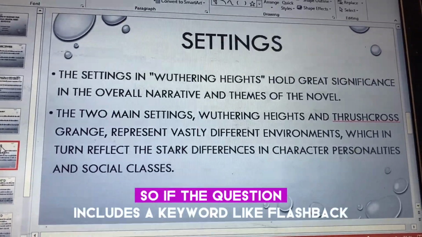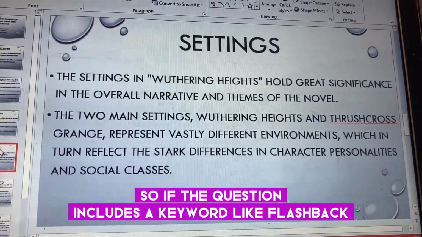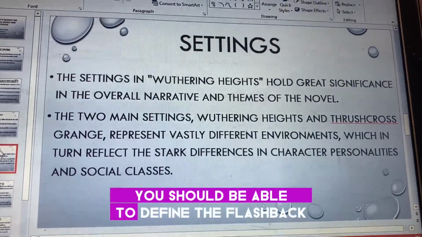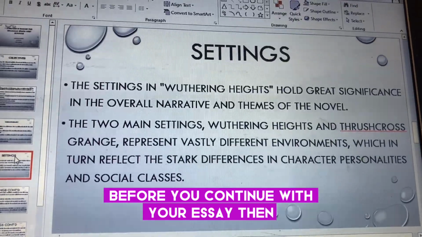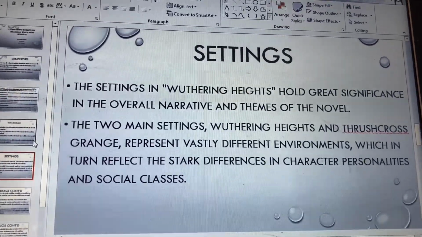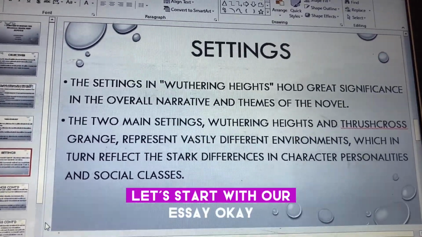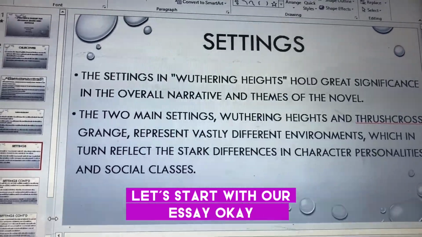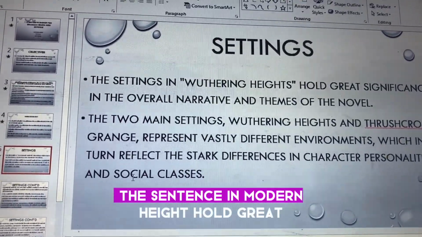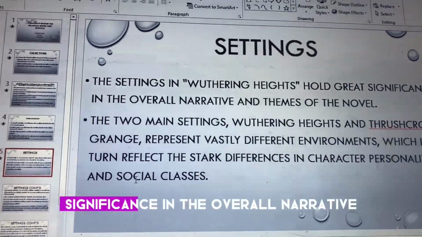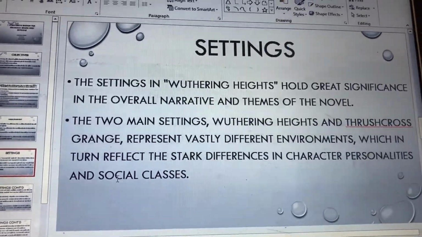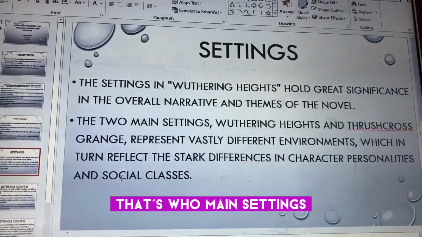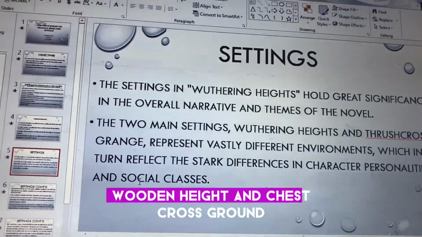If the question includes a keyword like flashback, you should be able to define the flashback before you continue with your essay. Then let's start with our essay. The settings in Wuthering Heights hold great significance in the overall narrative and themes of the novel. There are 2 main settings, Wuthering Heights and Thrushcross Grange.